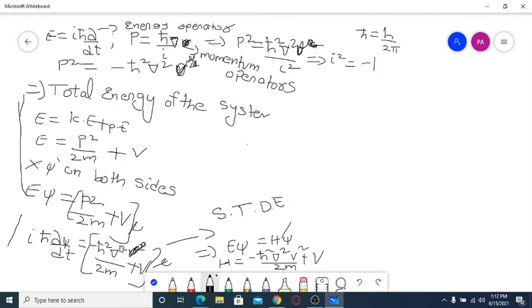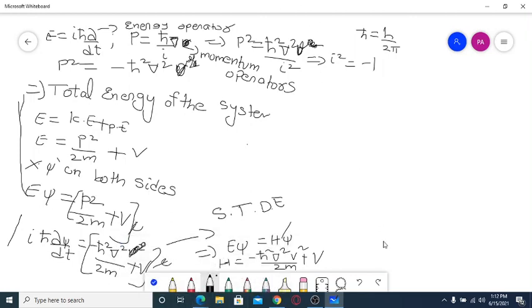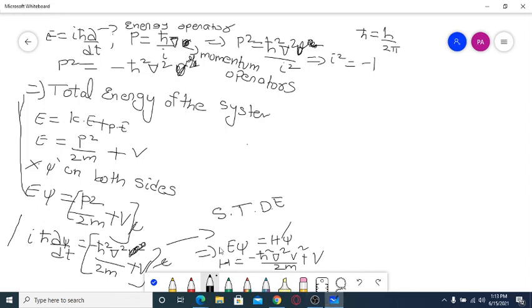So in the next class we'll see the Schrodinger time independent equation. Again, one thing you need to remember: if you do the practice, then definitely you can understand more things. It completely depends upon your practice. And if you remember the concepts of quantum mechanics, they will help you understand many things for practical application.